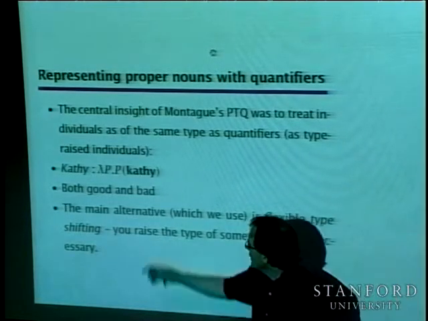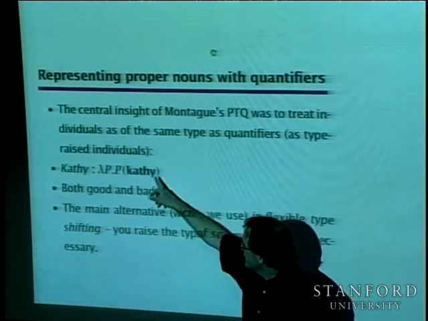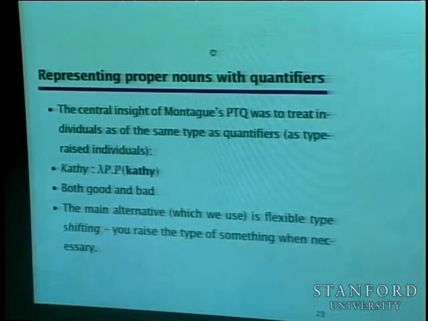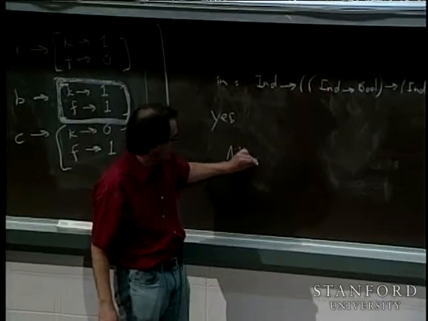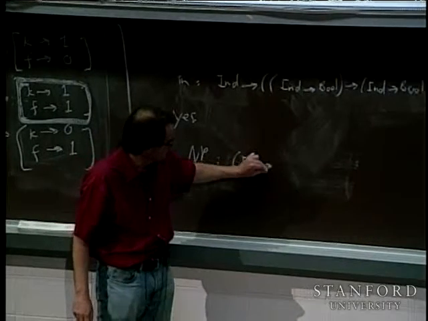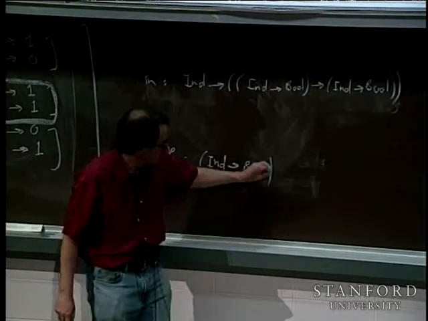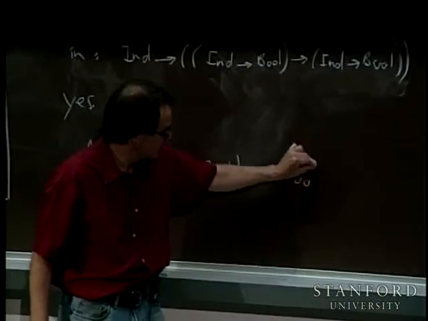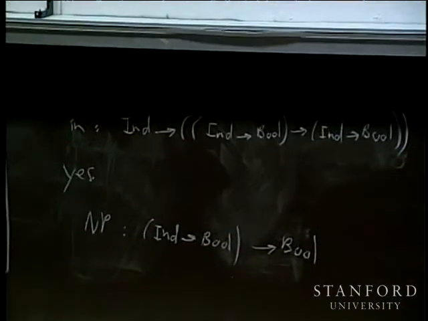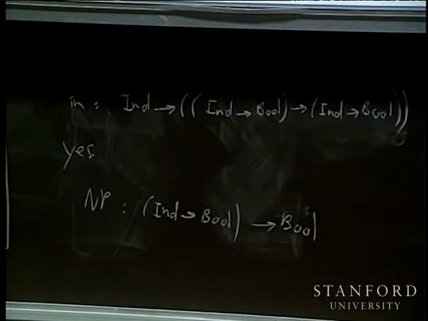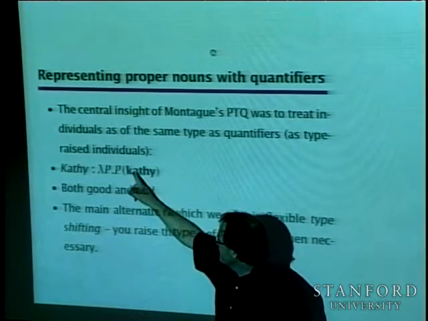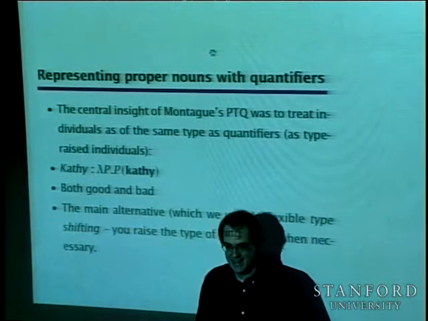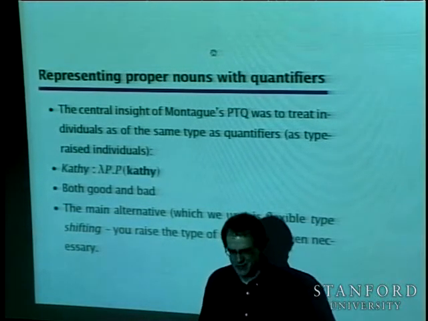So in his model, all noun phrases got turned into these higher order things. So any noun phrase meaning got turned into something that took a property and then returned a Boolean. So the meaning of Kathy is then no longer an individual Kathy. The meaning of it is this thing that takes a property and returns that property evaluated with respect to Kathy. Slightly confusing, but sort of makes sense.